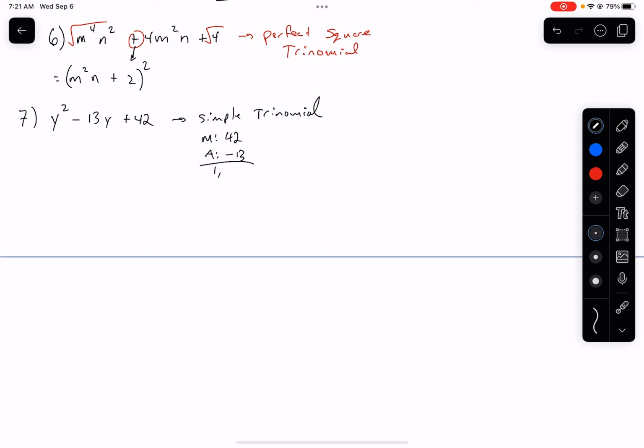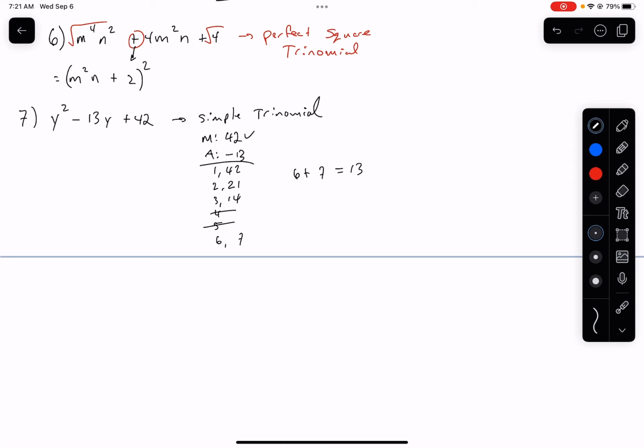Okay, so we can run through 1 and 42, 2 and 21, 3 and 14. Okay, we're still not there yet. Then we look at, okay, 4 doesn't go into 42, so we're going to skip it. 5 doesn't go into 42, so we're going to skip it. But 6 goes into 42 7 times. So we've satisfied the multiplication condition. Now, additionally, we have to make sure that we check the addition condition as well. And 6 plus 7 is 13, but that's not the condition we're trying to make. We're trying to make negative 13.